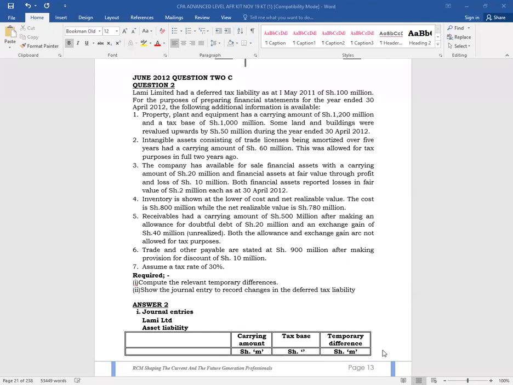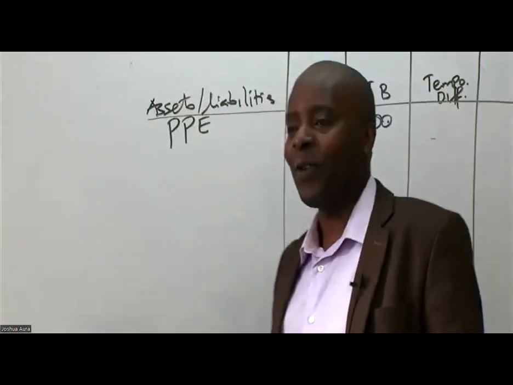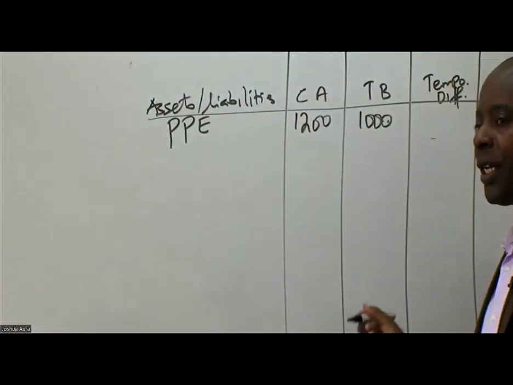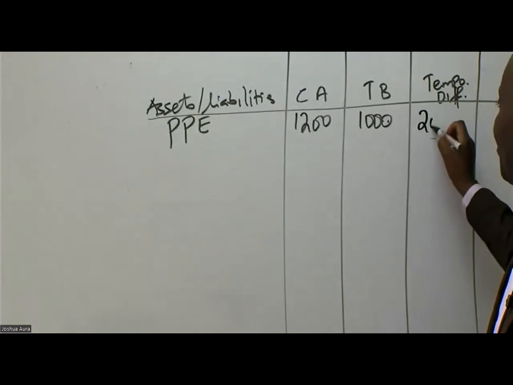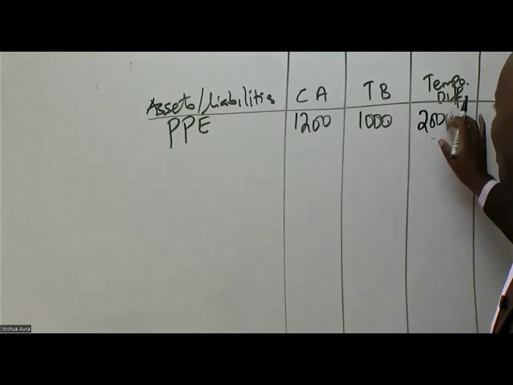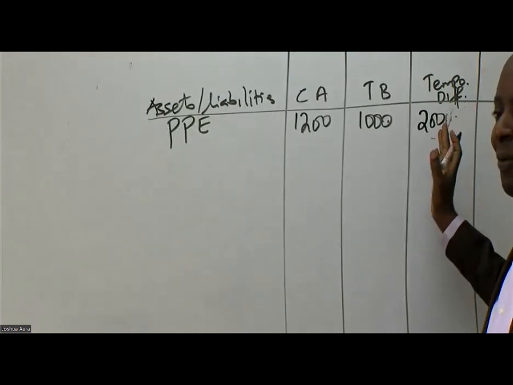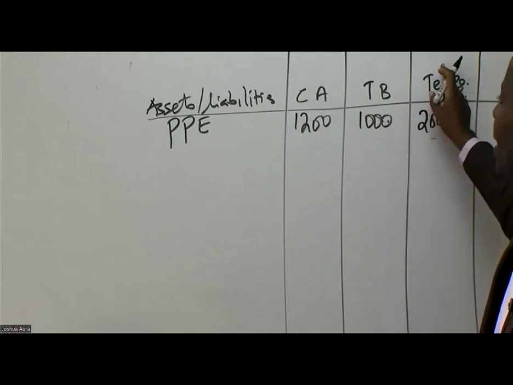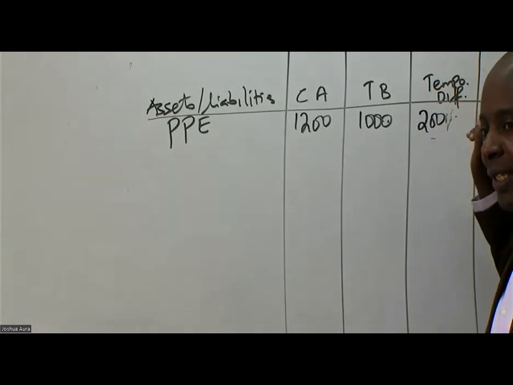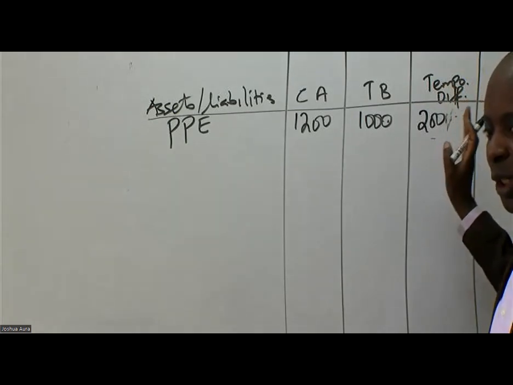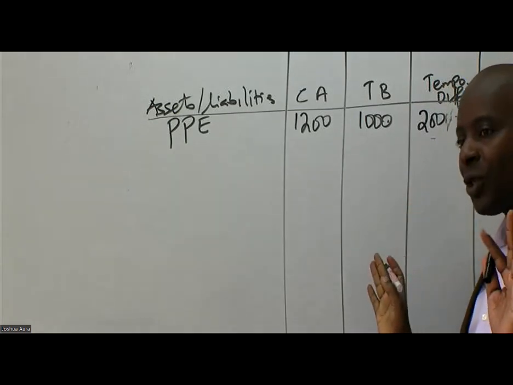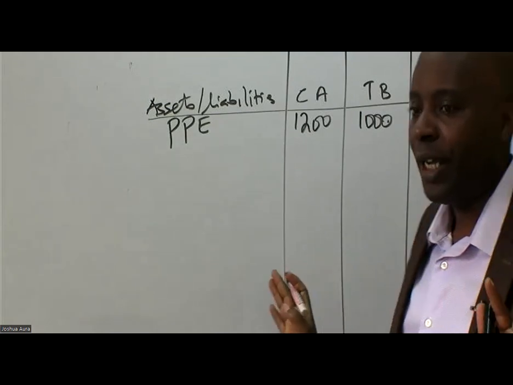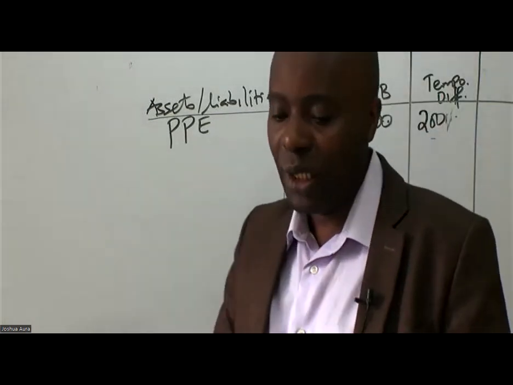So then what is the difference between the two? The difference, ladies and gentlemen, will be how much here? The difference will be 200. It's positive, remember. Remember, to get the temporary difference, we are taking the carrying amount minus what here? The tax base, right? So it's positive. You leave it like that. Now, ladies and gentlemen, listen.